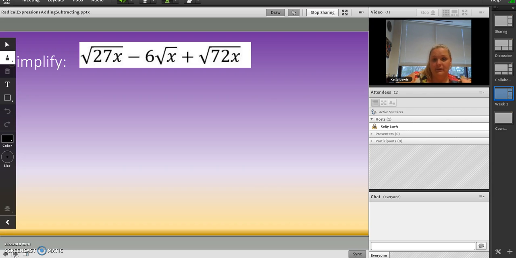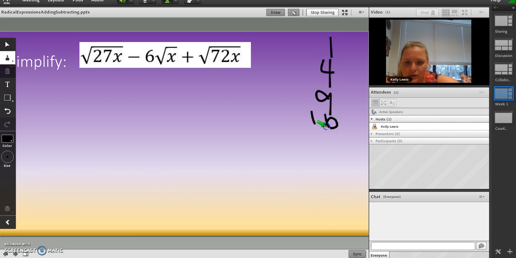All right, so here, let's break down 27. So they're all square roots. So 1, 2, 3, 4, 5, 6, 7, 8, 9.